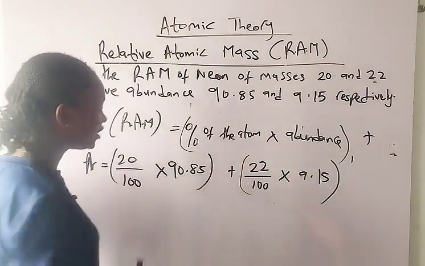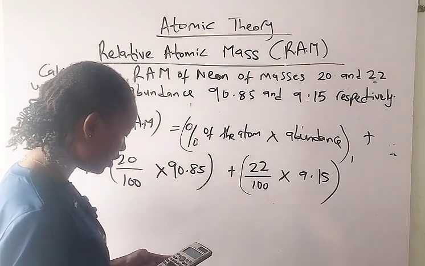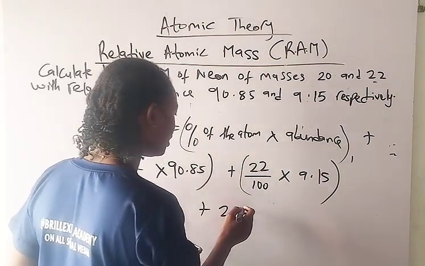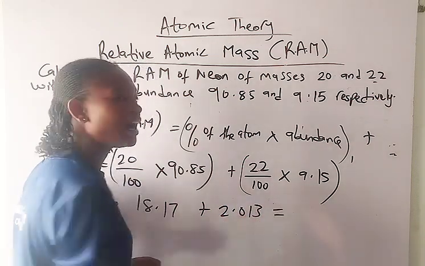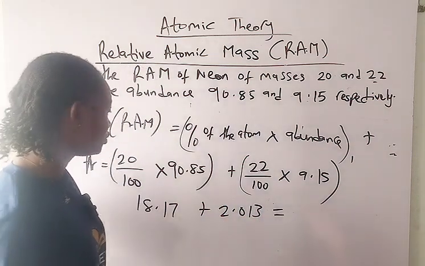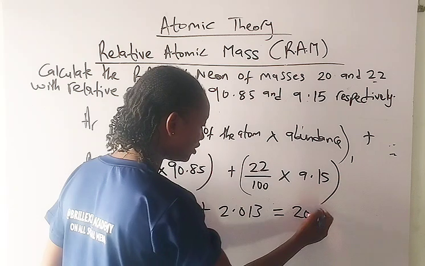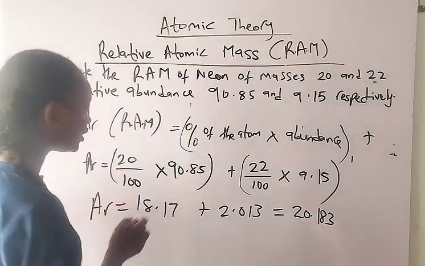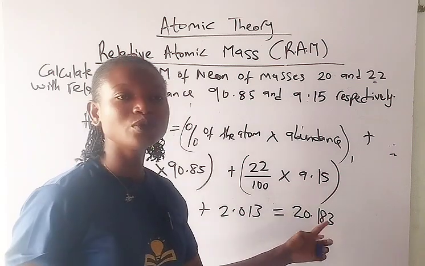So when you input this into your calculator, we have 18.17 plus 2.013, and if you add everything together, you are going to have 20.183. That means the relative atomic mass of neon is 20.183.